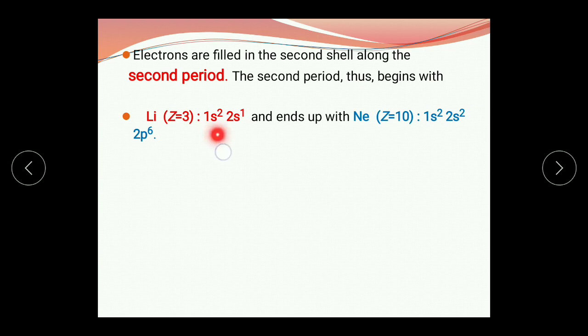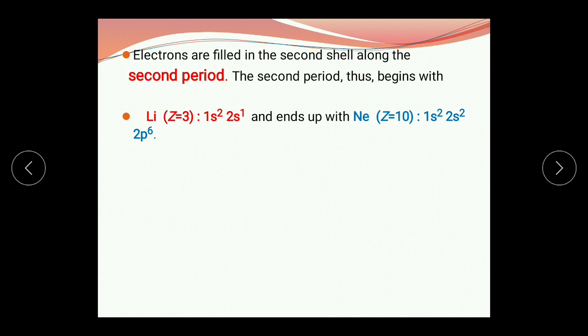That means 1s2, 2s1. Second shell: 2 indicates the number of the shell, and s indicates the subshell. So second shell with subshell s, there is one electron in the second shell, and the second shell has just started to fill up from lithium, and lithium is the first member in the second period.